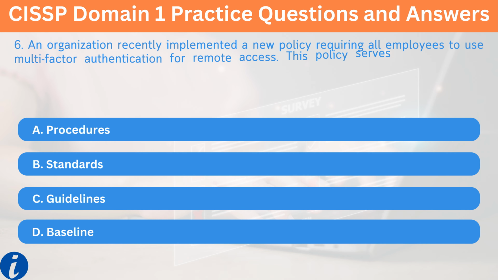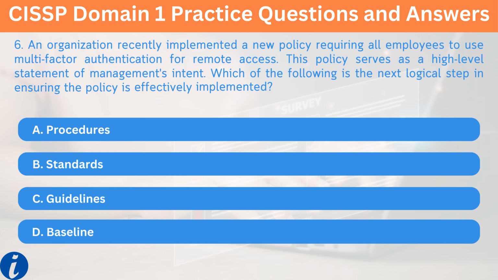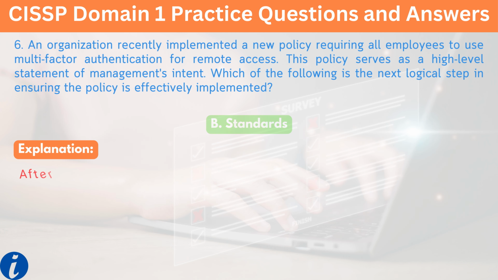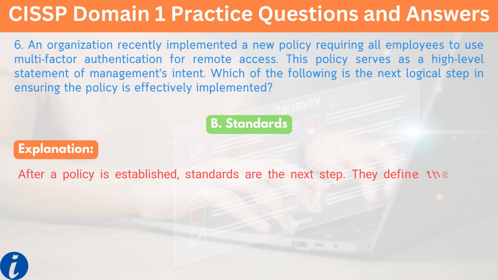6. An organization recently implemented a new policy requiring all employees to use multi-factor authentication for remote access. This policy serves as a high-level statement of management's intent. Which of the following is the next logical step in ensuring the policy is effectively implemented? A. Procedures. B. Standards. C. Guidelines. D. Baseline. The correct answer is B.